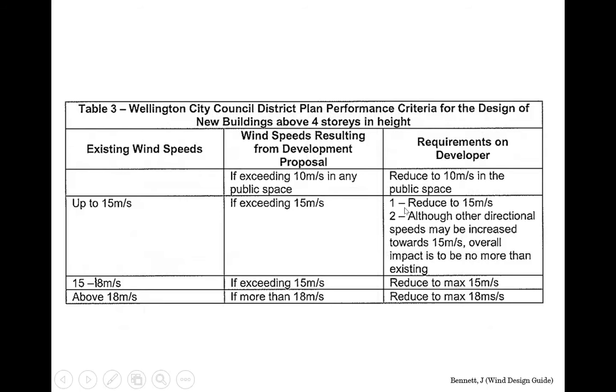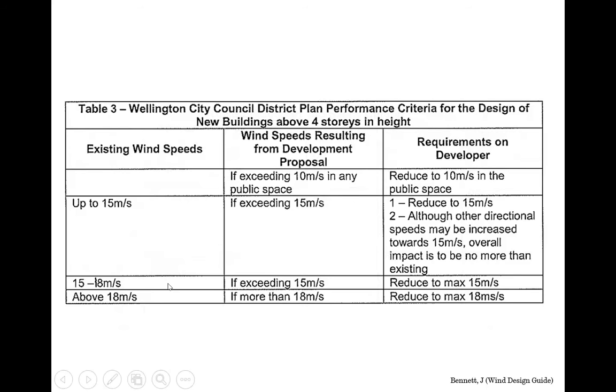They would either have to reduce it to 15 metres per second, or this statement at the end: overall impact is to be no more than existing. So in other words, if you're experiencing winds above 15 metres per second, then your design must not make that worse, because that's quite high wind velocity. And as a designer, you'd have to make sure that your design limited it to 15 metres per second.